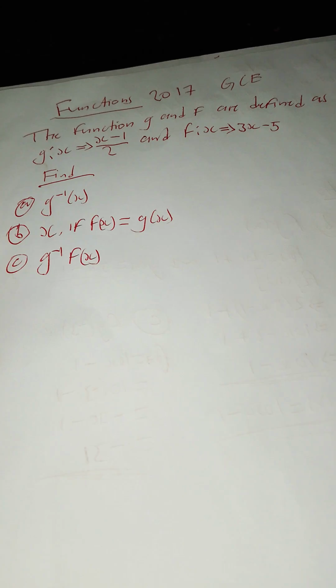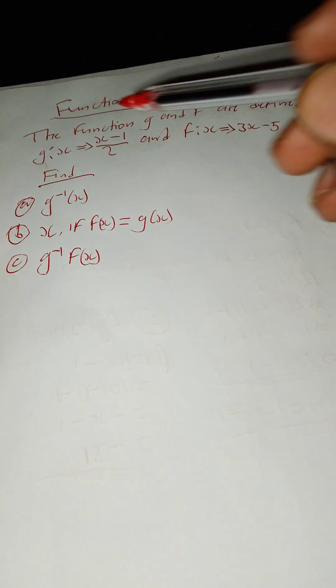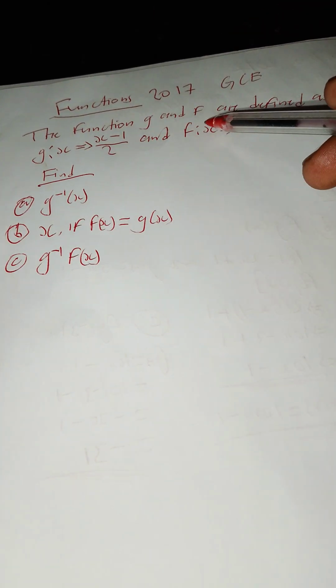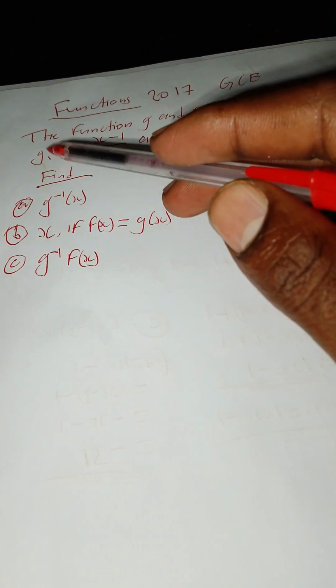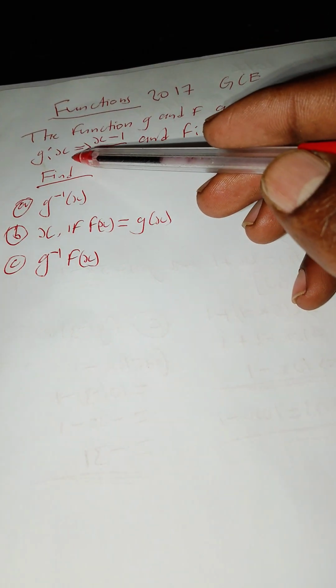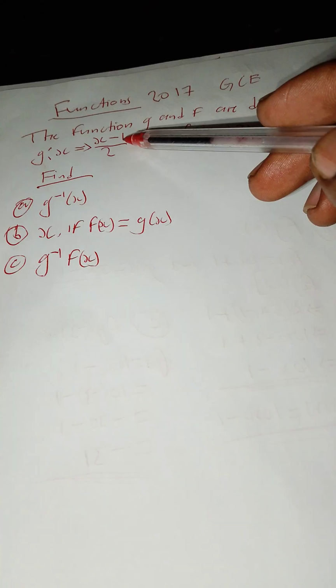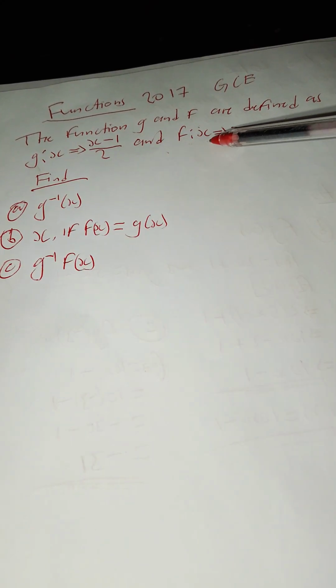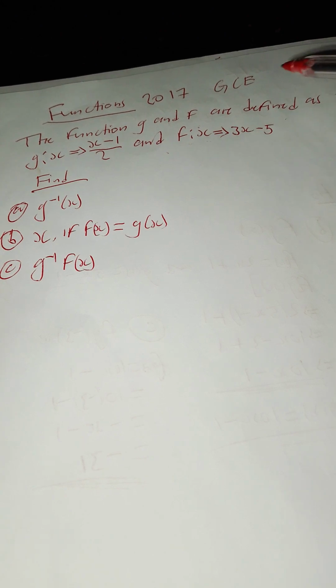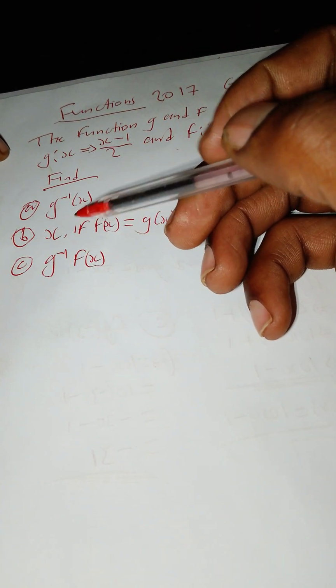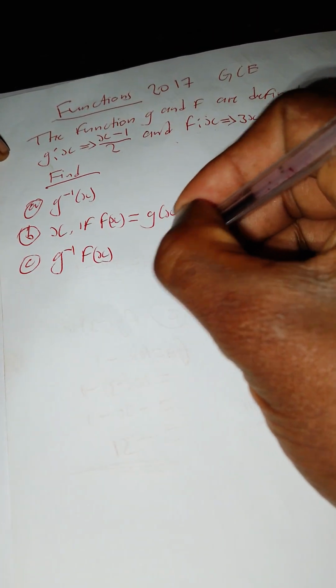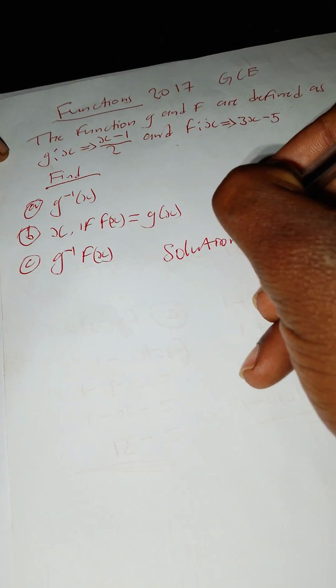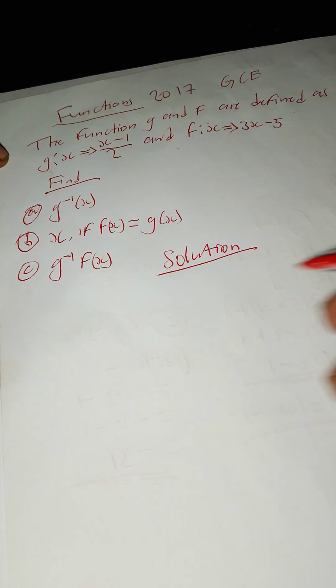Today we are looking at functions again, but this time around we are looking at the 2017 GCE paper, where we'll focus on this question, which says the functions g and f are defined as g of x is equal to (x minus 1) divided by 2, and f of x is equal to 3x minus 5. Find the inverse of g. Without wasting much of our time, we'll get into the solutions.